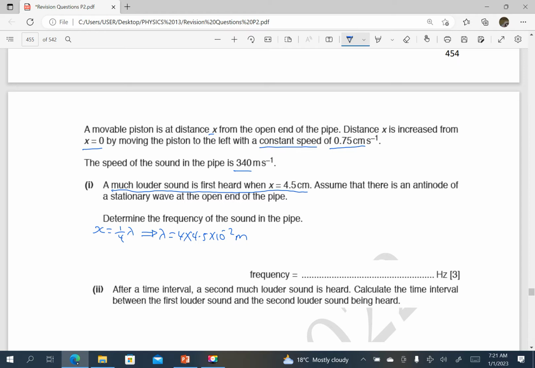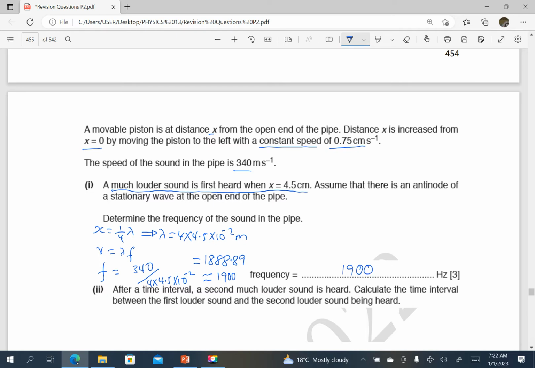Okay, we want frequency. Remember, v equals lambda times f. So the frequency f is going to be v, which is the speed of the sound, 340, divided by the wavelength, which is 4 times 4.5 times 10 power negative 2. I'll check my calculator. 340 divided by, open brackets, 4 times 4.5 exponent negative 2. So this gives me a frequency of 188.8. There are so many 8s. So to two significant figures, this is approximately 1900. So I'll write here a frequency of 1900 hertz. You notice that this looks so nice.